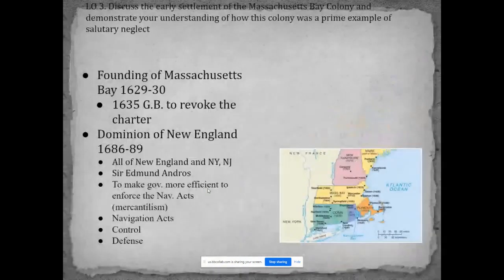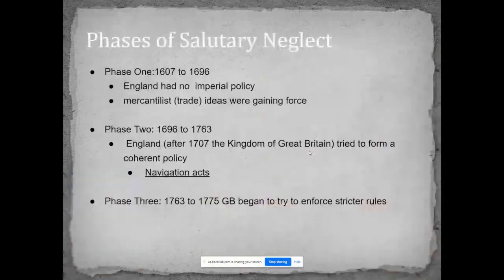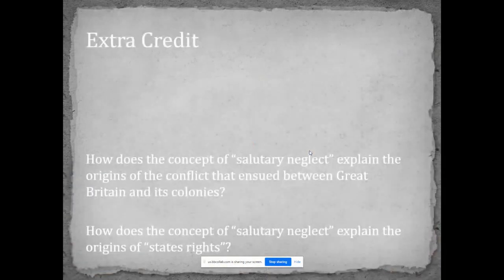Now, to go back to the extra credit assignment that's available here, let's see if we could, based on these broad strokes we were going through, begin to answer these questions here. How does the concept of salutary neglect explain the origins of the conflict that ensued between Great Britain and its colonies? So based on what we've said, how do we respond to this question? So again, the conflict ensues in what year?